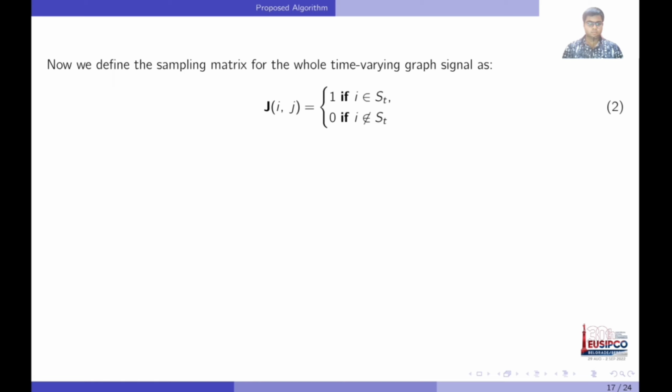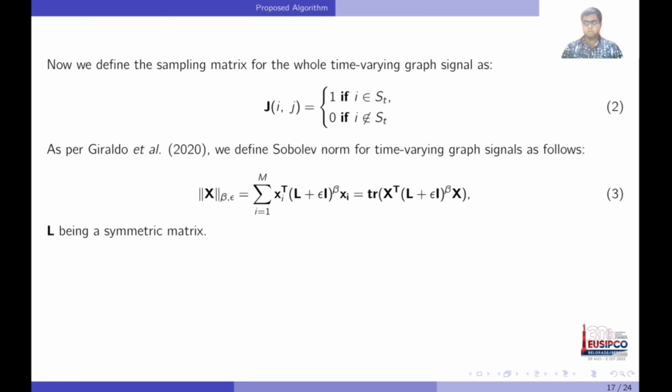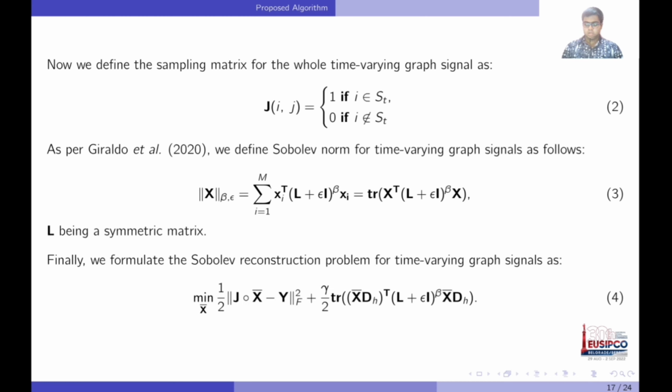In 2020, Girault and others defined the Sobolev norm for time-varying graph signals, which is basically a trace expression as shown here. It comes from the sum of all the Sobolev norms for each graph signal, and L is a symmetric matrix. Finally, we formulate the Sobolev reconstruction problem for time-varying graph signals based on the work of Girault and others, as shown here. It basically consists of two parts.